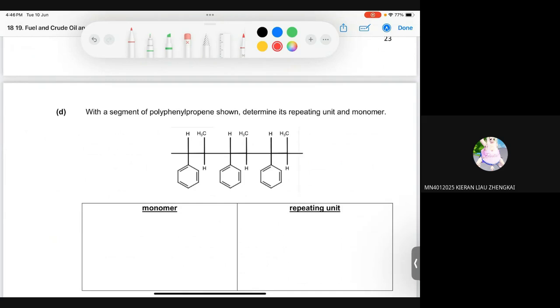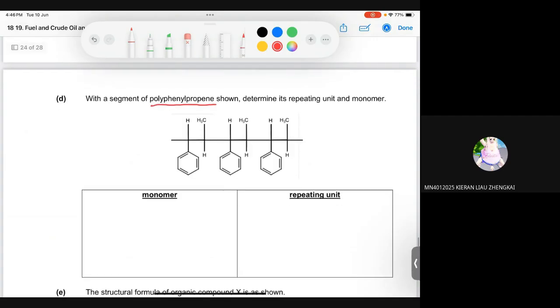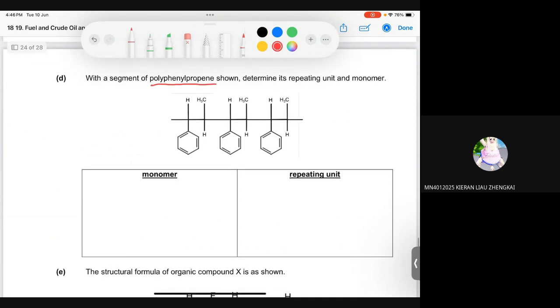B says a segment of polypropene. This is a segment of polypropene. So this whole thing here is a segment. In actual fact, it is sort of like a bracket with an N. But because it's a segment, they don't even draw the bracket at the end. Can, thumbs up if you're okay with me explaining part B first. Yes, okay, good.